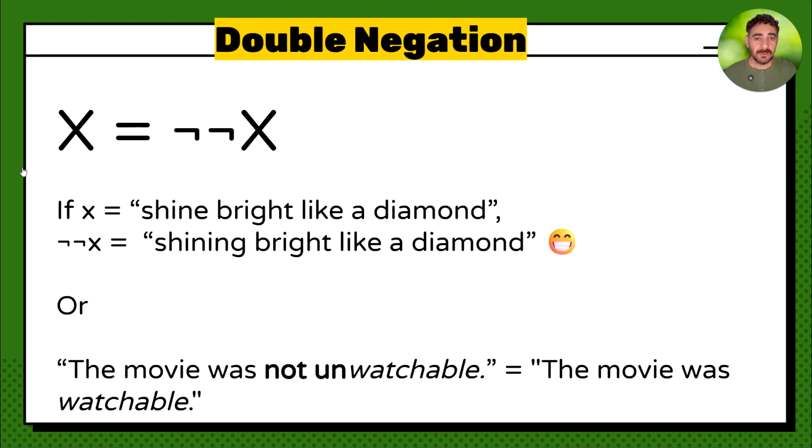Double negation shows that a double negative cancels itself out. So rather than saying the movie was not unwatchable, we could just say the movie was watchable.